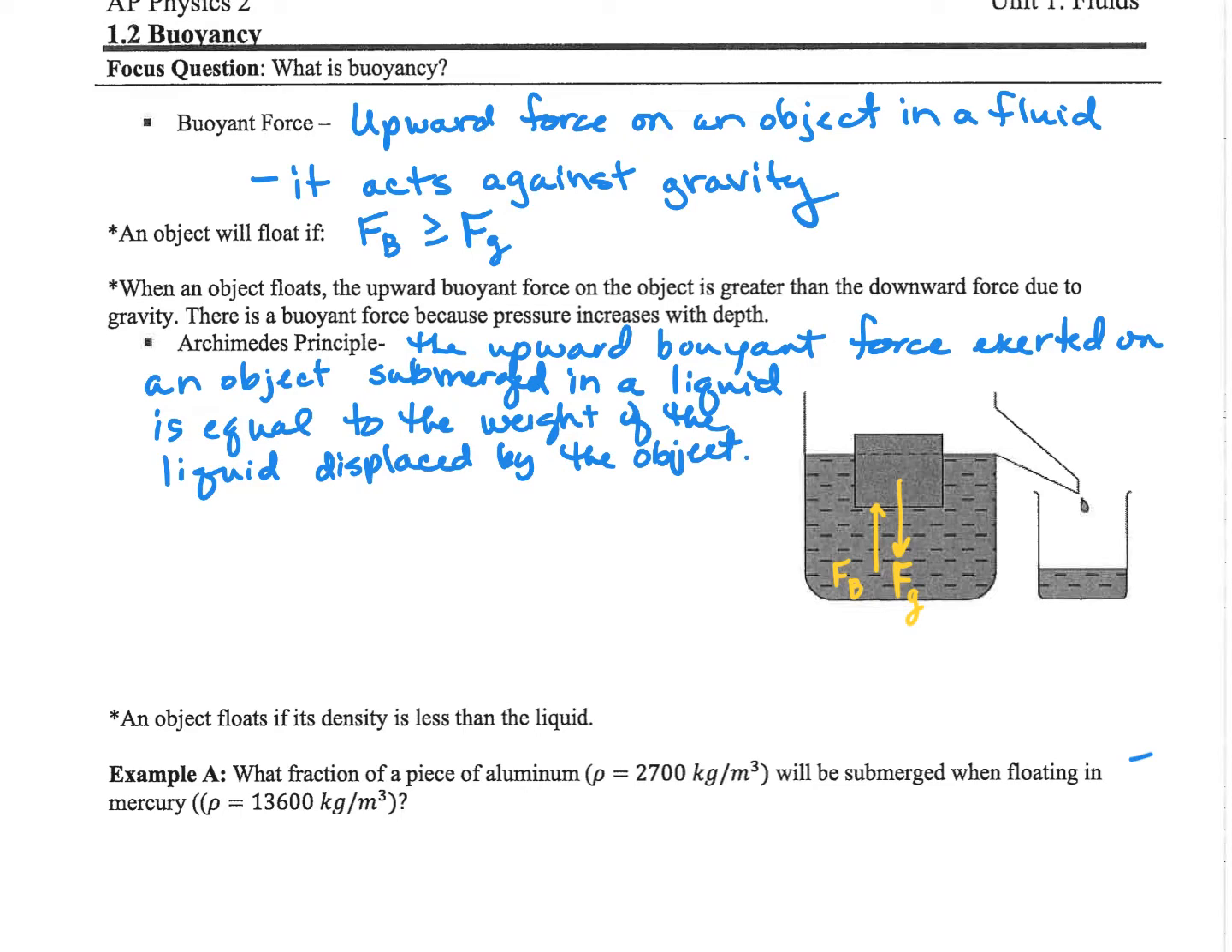Okay? So what does that mean? Buoyant force has to be equal to gravity, right? Force of gravity. So buoyant force is equal to mg. Well, what is buoyant force?